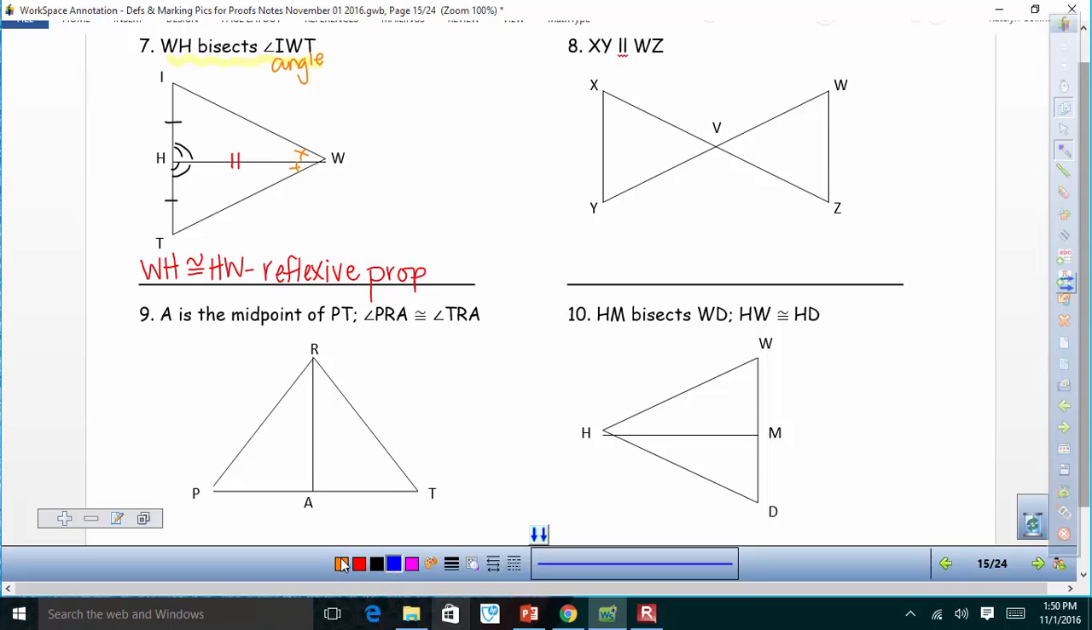Then I also want to go ahead, we didn't write down this information. Where WH bisects angle IWT, that makes angle IWH congruent to angle TWH. And what definition is that using? Definition of, what does it say up here? Bisects.